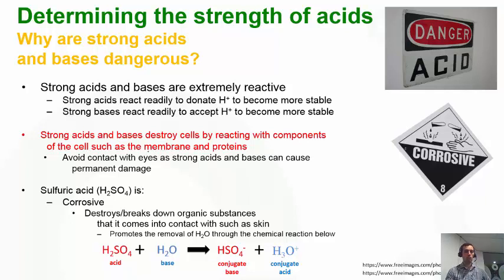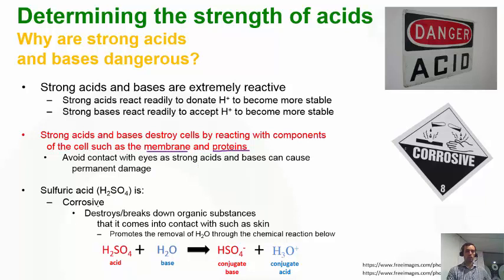So for example, a membrane or a protein could actually be stripped of some of its H+ within those components, which can make it more difficult for those components to function. So it's especially important that we avoid contact with strong acids and bases, really everywhere, but particularly in the eyes where it can cause permanent damage.